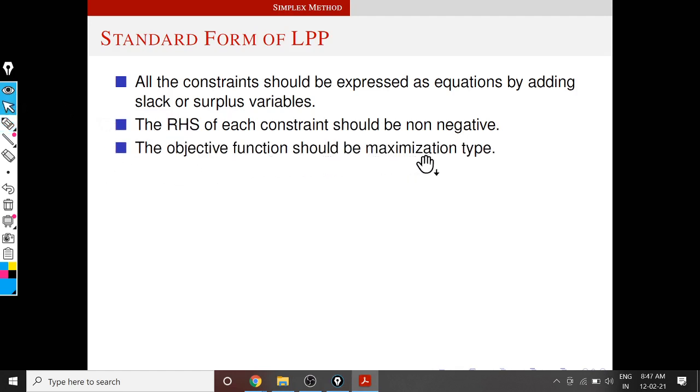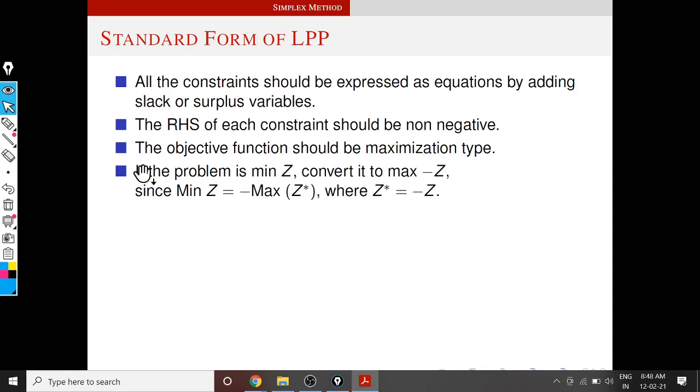The objective function should be maximization type. Otherwise we will convert; suppose the objective function is minimization type, then that is not in standard form. So we will convert that minimization problem to a maximization problem, then only we will get a standard form. So how to convert minimization to maximization? If the problem is minimization type, then convert it to maximum of minus z.